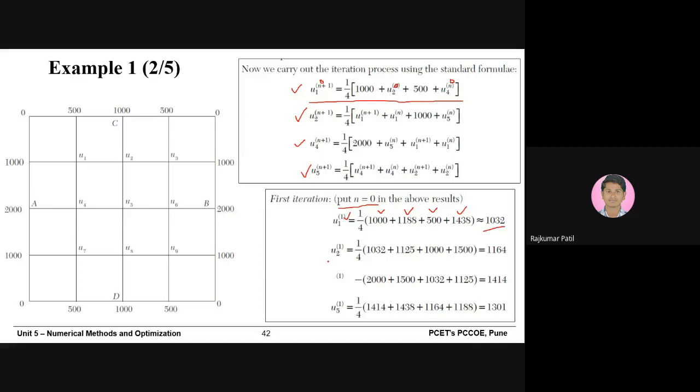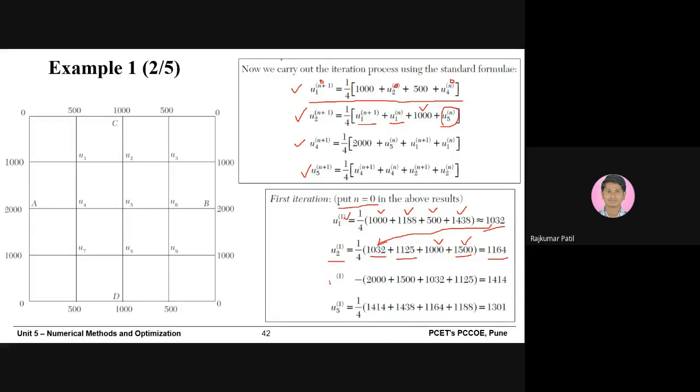Similarly, you can calculate U2 raised to 1. So U1 raised to n plus 1, 1032. So we are using here the latest value, the latest iteration, you can see here. Then U1 n plus 1, 1125, that is taken from the previous iteration. Then 1000 as it is, and 1500. So U5 raised to 0, that is the previous iteration. And you got U2 raised to 1 as 1164.